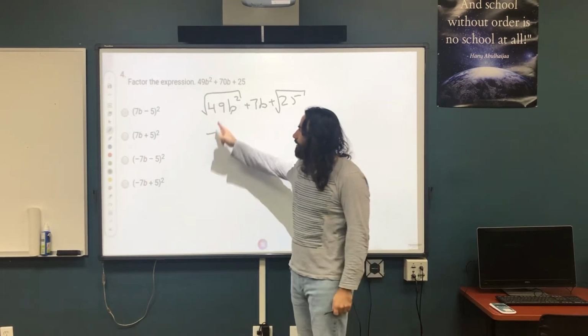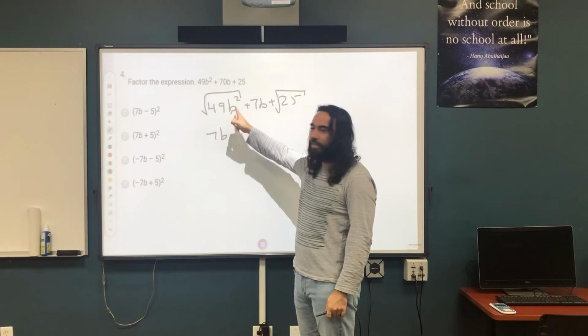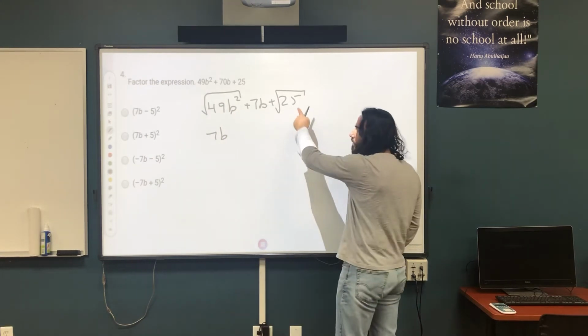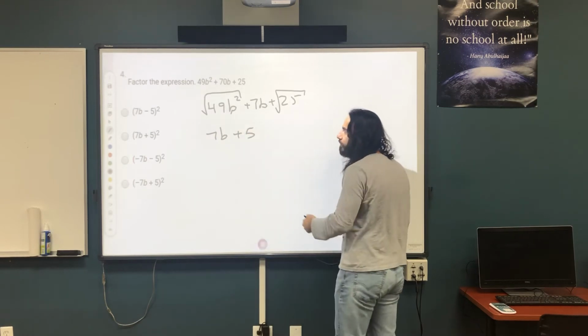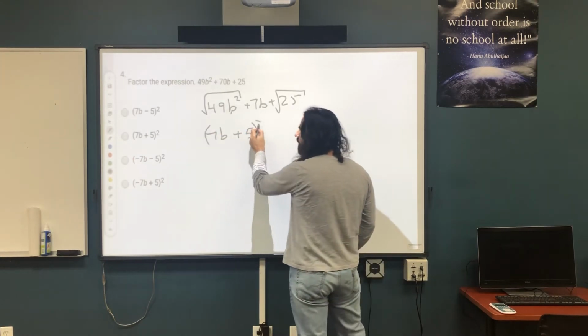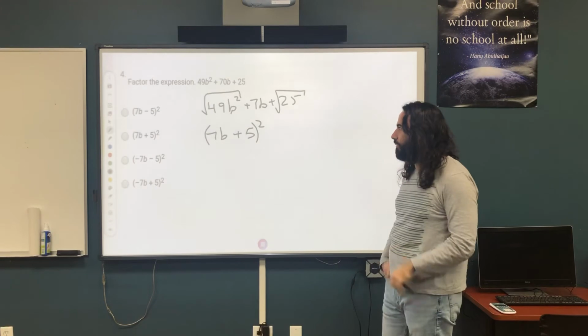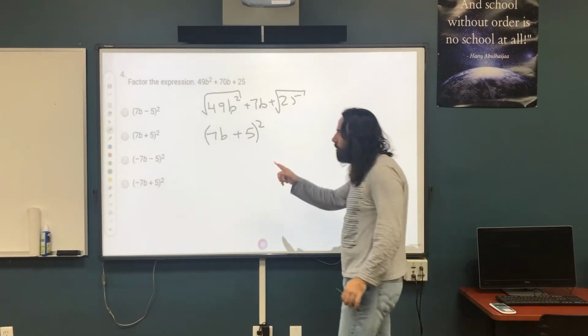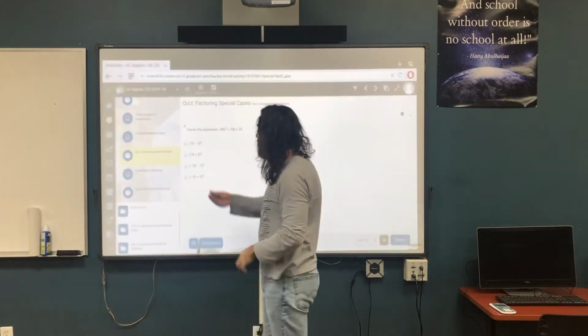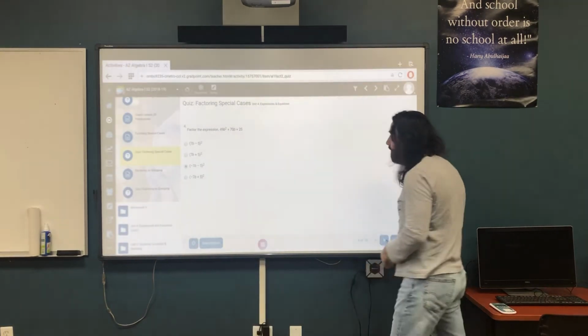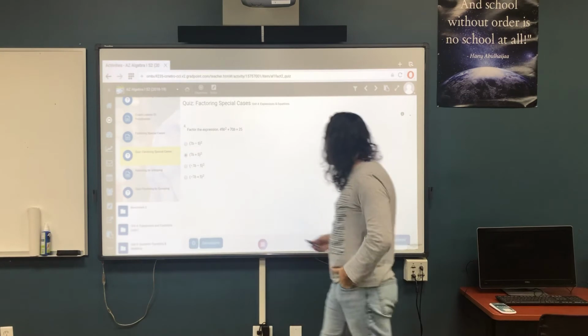Because 7 times 7 is 49, and b times b is b squared. The square root of the last one is 5, so you add the 5. And of course, you square it. So it's going to be 7b plus 5 squared. So the answer will be the second one. You see, this one is an easy one if you focus. It's the second.